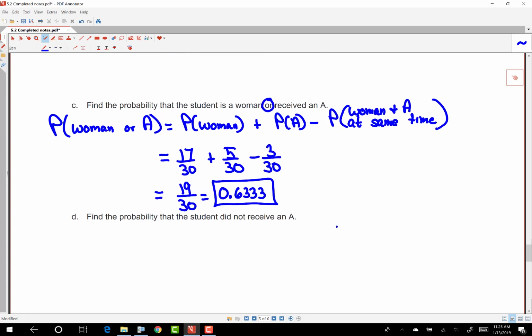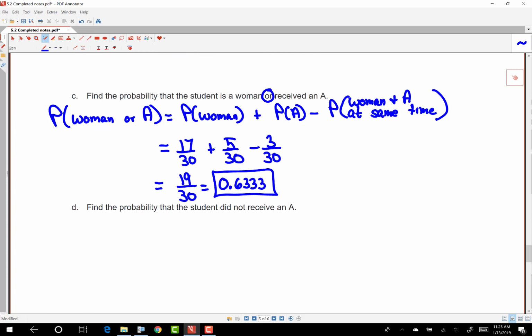I think there's one more part to this one. Part D, find the probability that the student did not receive an A. Well, notice here that we're looking at the opposite of getting an A. So we could think of this as the probability of A complement, that they did not get an A. And that will be 1 minus the probability that they did get an A. So the probability that they did get an A was 5 out of 30. So that's going to be 1 minus 5 out of 30.